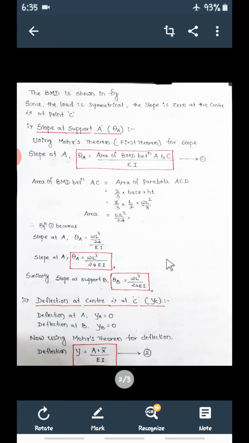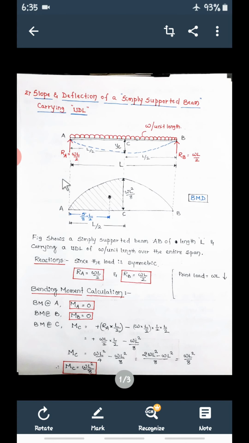Next thing, now we are going to calculate the slope. As you know, since the load is symmetrical, the slope at C will be 0. See this deflected shape. Because of this UDL, the beam is going to deflect like this. If you draw a tangent touching at this point, there is a theta A, slope or rotation at A. Similarly, if you draw a tangent here, there is a theta B, that is rotation at B, slope will be there.